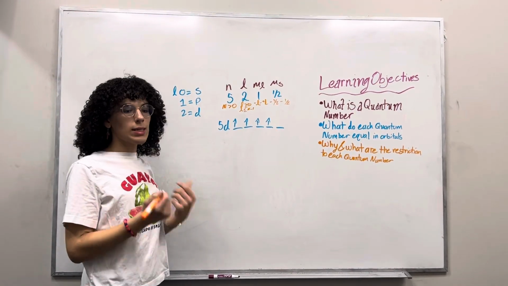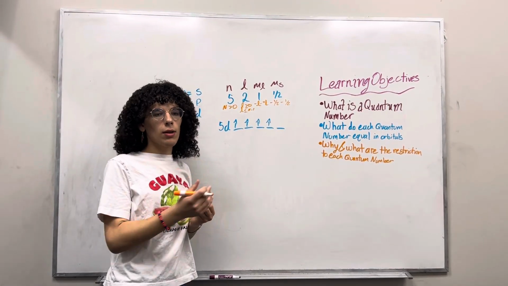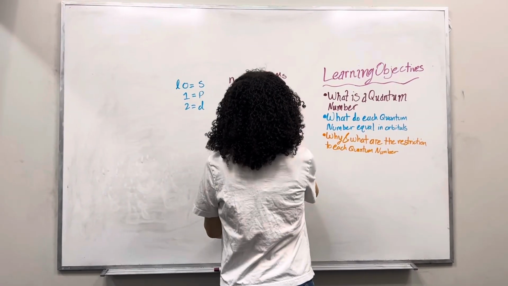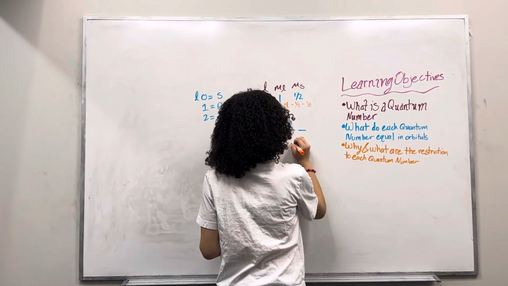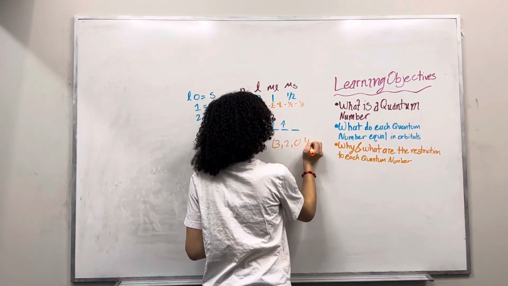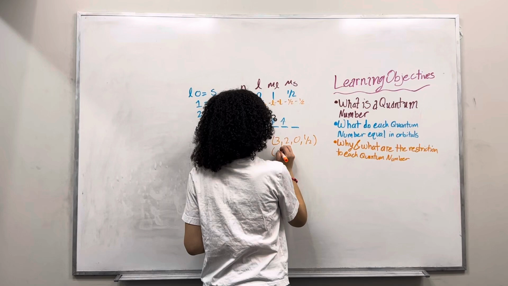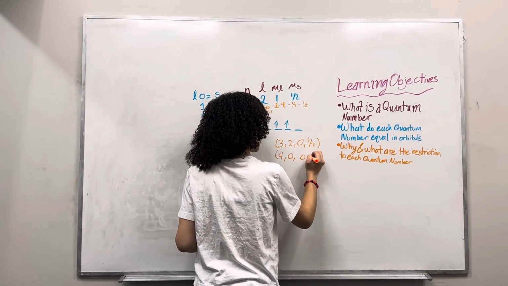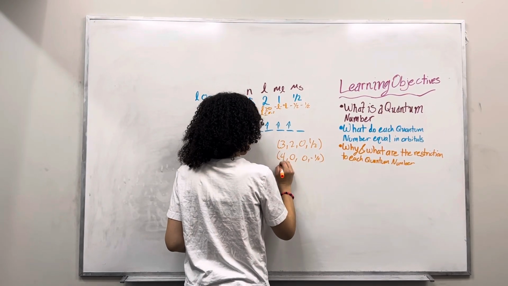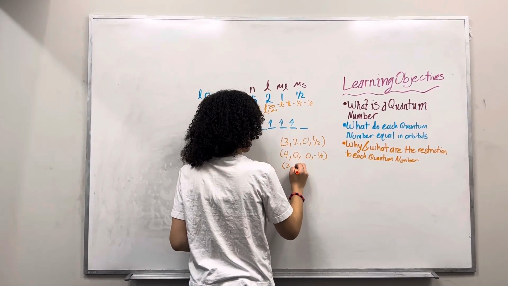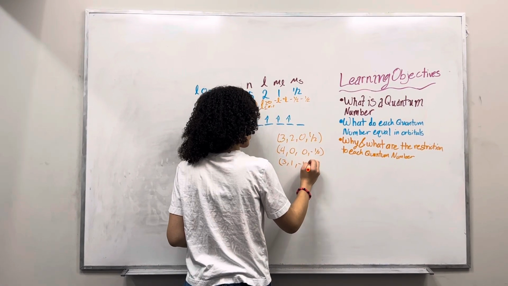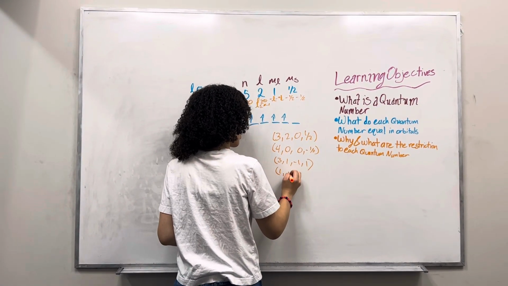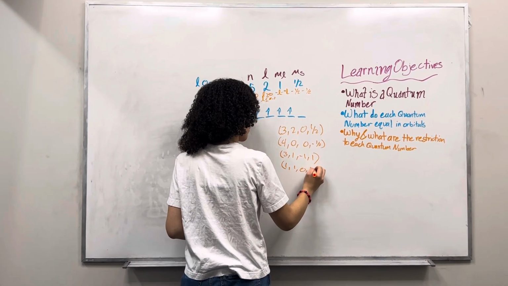So let's get a couple of quantum numbers and see if you can identify which one is false. So we'll start with 3, 2, 0, 1/2. 4, 0, 0, negative 1/2. 3, 1, negative 1, 1, and then 1, 1, 0, 1/2.